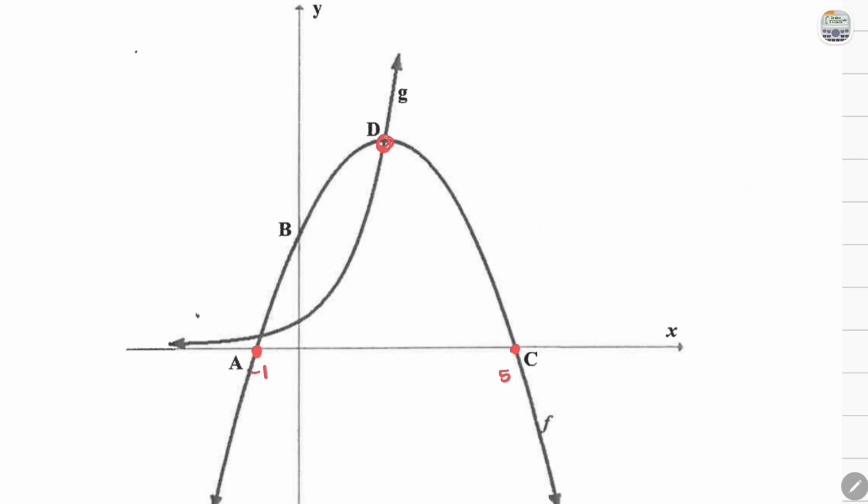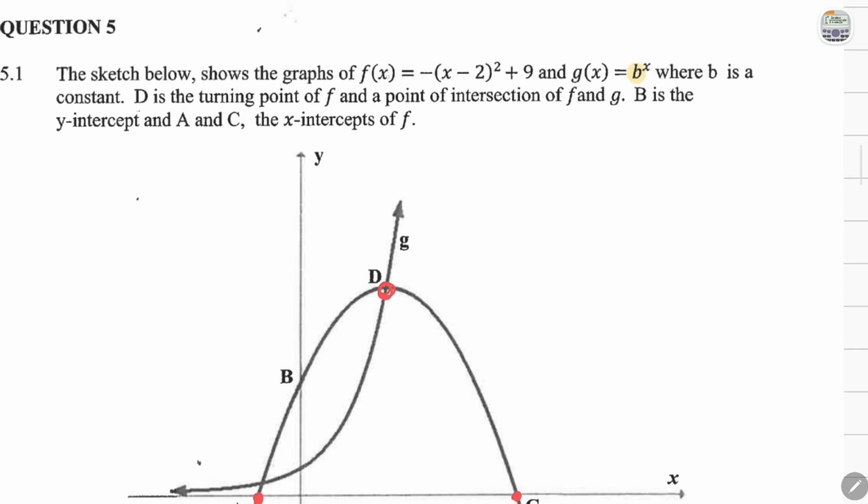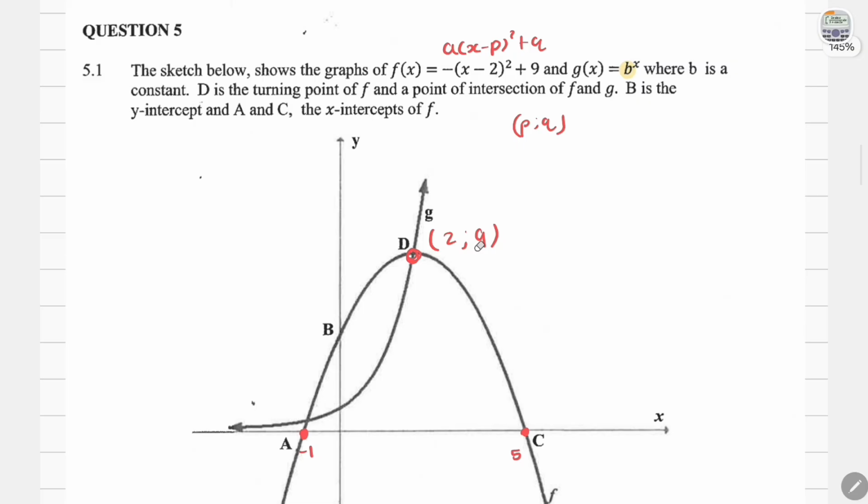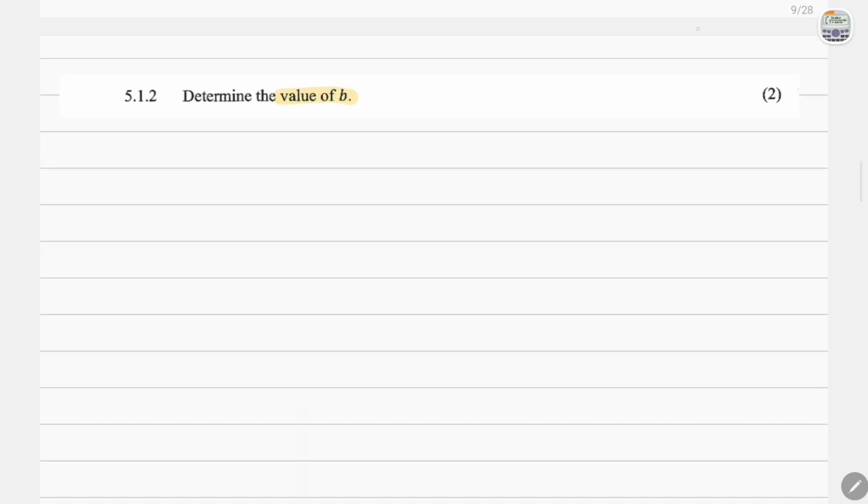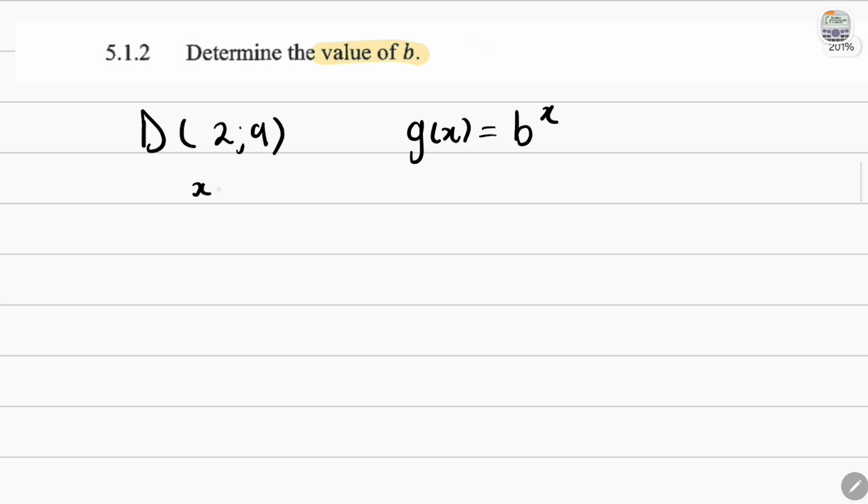Is this point D? Even if we can't see it right now, we have it because the parabola is in turning point form. So the parabola in turning point form means it is in the form of a times x minus p all squared plus q, where p and q are the coordinates of your turning point. So it means that p is 2 and q is 9. So there we go, we have 1 point. So substitute the point D, 2 and 9 into the equation of G. And let's go ahead and do that. Okay, so this is going in place of x, and that's y. So G of x is y.